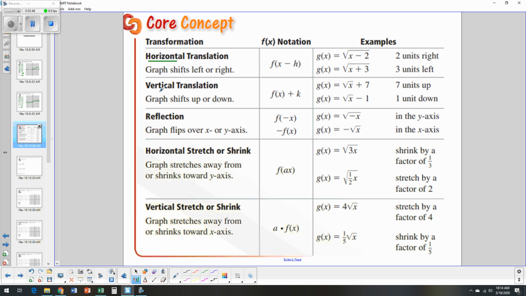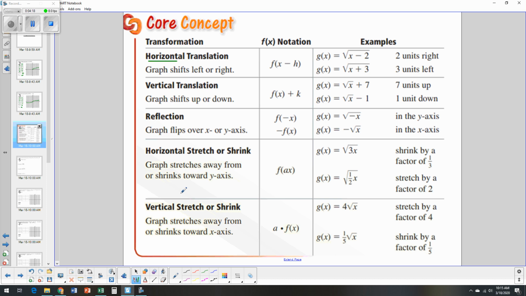Vertical, that's our up and down, right? And that happens outside the radical now instead of outside the parentheses. So plus 7 is 7 up, minus 1 is 1 down. We do exactly as they say for vertical. For our reflections, if it's inside the radical, it's a reflection on the y-axis, and it would happen to the x value. If it's on the outside, it's a reflection on the x-axis, and it would happen to the y value.